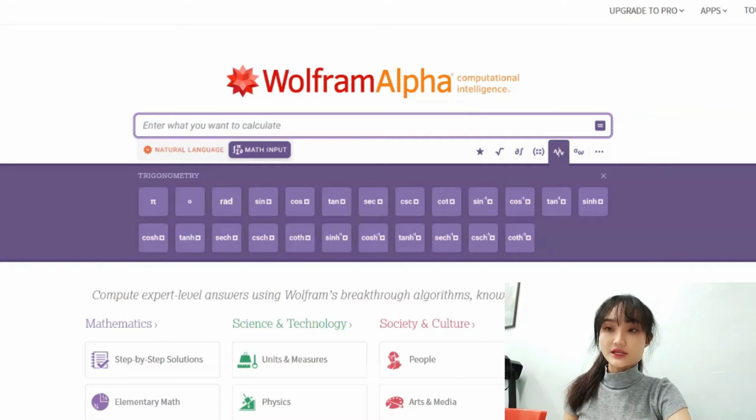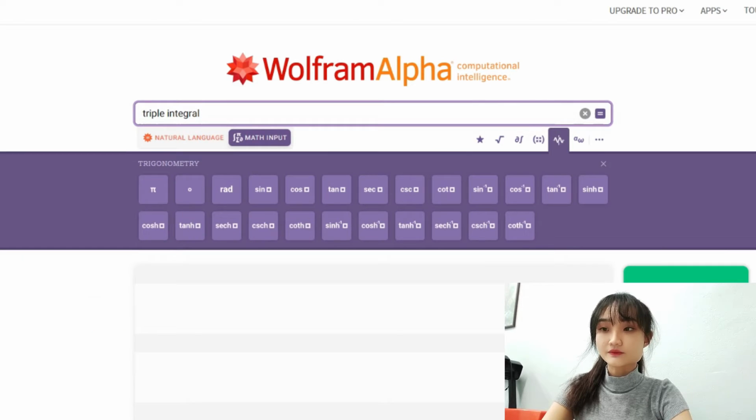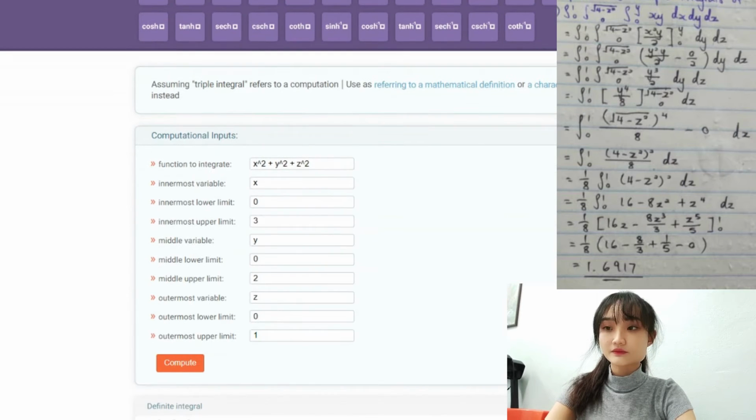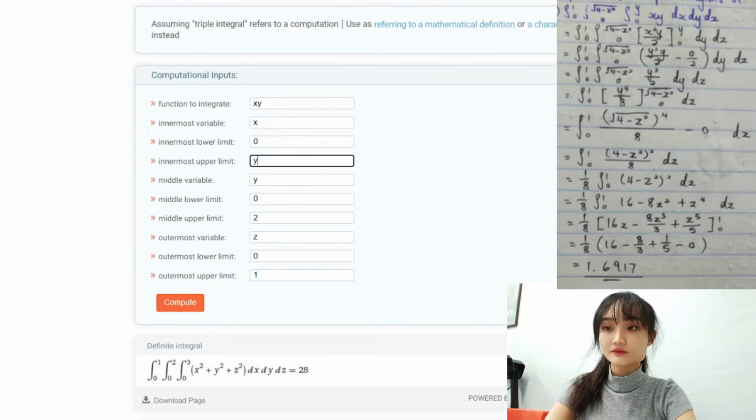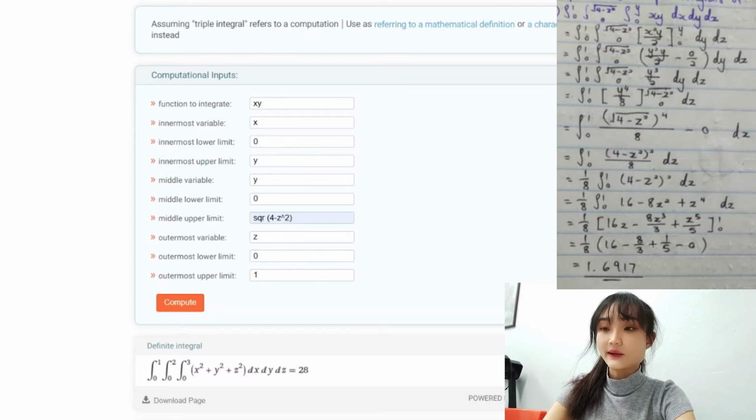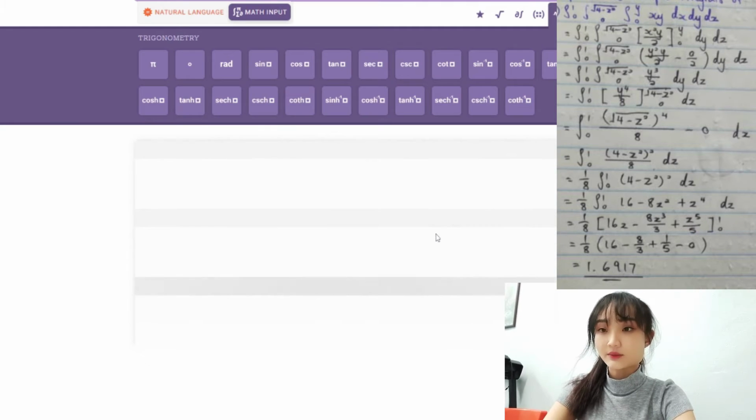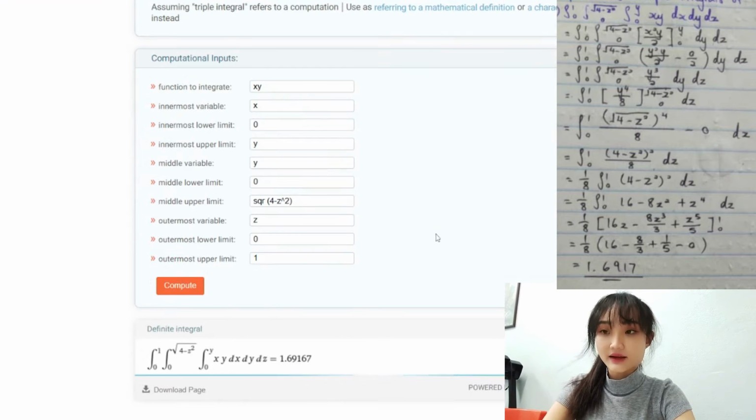So the software I'm using is Wolfram Alpha. Wolfram Alpha is a mathematical software which allows users to calculate and compute data. So we go to the website and type what we want to calculate. In this case, it will be triple integral. So we type in all the values, and we run it. Then we get the same answer as we calculated manually, which is 1.6917.